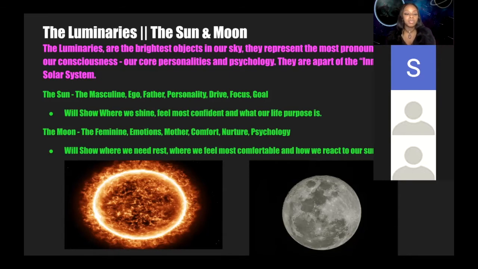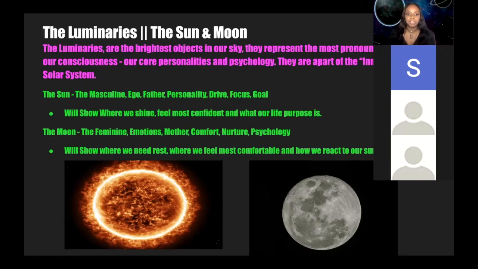Now, the sun represents the masculine, the ego, the father figure, the personality, the drive, focus, and our goals and goal orientation in life. The sun in your chart will show where we shine, where you most feel confident, and what your life purpose is. So where you shine in the world is dictated by the sun. This is going to give you a sense of confidence, a sense of purpose, a sense of feeling good about yourself and fulfilling your mission.